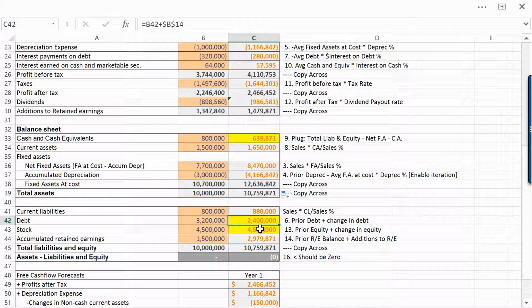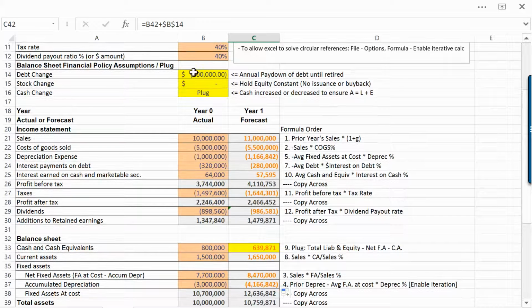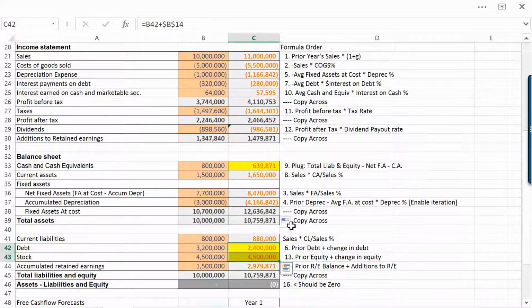So this gets to the area where you can actually build in your strategy as far as capital structure. This firm would like to pay down debt and keep equity constant, which is going to reduce their D to E ratio, which may make them more creditworthy, and maybe they can get a better deal on their bonds when they issue them next time. So by modeling the debt and stock based on their policy of issuing or reducing debt or equity, and then making cash a plug, I can get my balance sheet to balance.